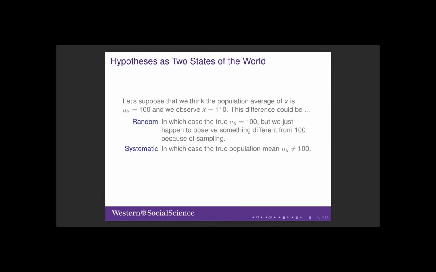Alternatively, this difference could be systematic. In this case, even with repeated sampling from the population, we would generally find average IQs that were bigger than 100, meaning that our null hypothesized value doesn't make that much sense. That is, it's not supported by the evidence. Our job, pretty much for the rest of our lives as applied quantitative researchers, is to figure out which situation we're in. Are we in the difference is random situation or the difference is systematic situation?